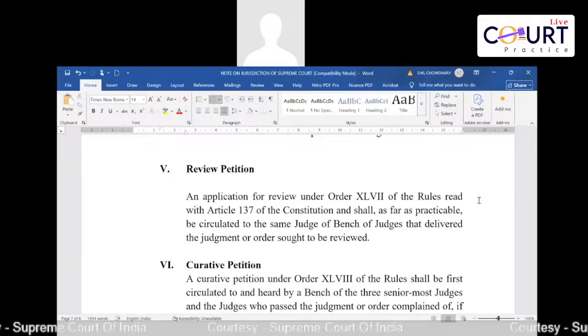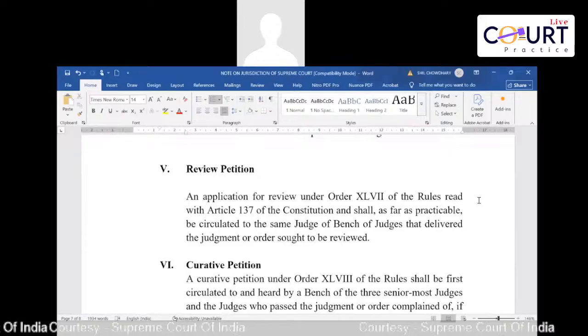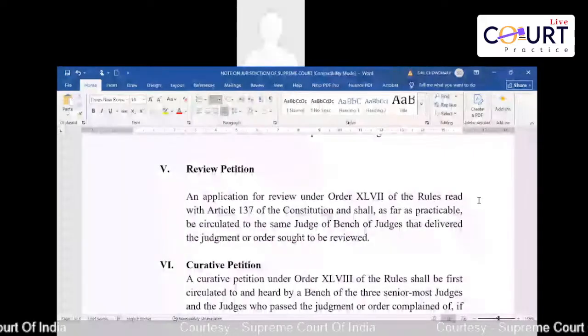It is not a review on merits. It's a recall application. Similarly, recently, the Supreme Court has held that in exceptional cases, you can ask for modification of the order. What are the exceptional cases? If the order which was finally passed was executory in nature and it is not capable now of being finally executed.